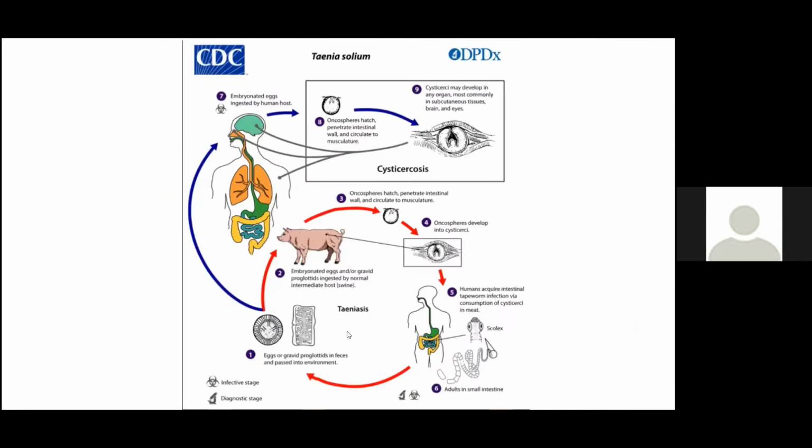So you get cysticercosis, or an animal gets cysticercosis, when they eat the eggs. And the eggs are usually in feces.